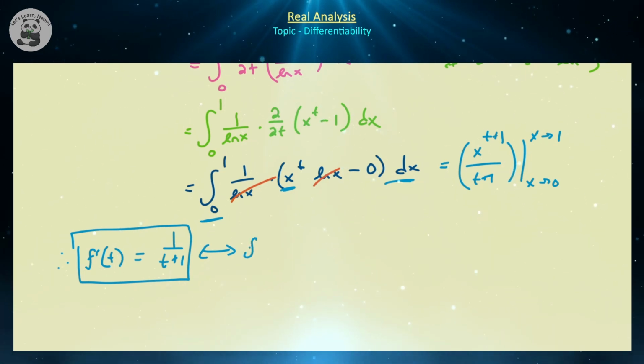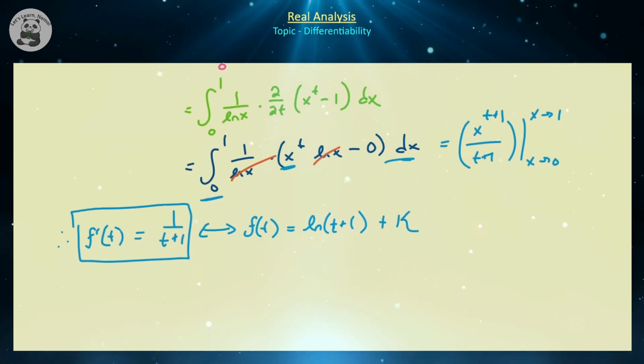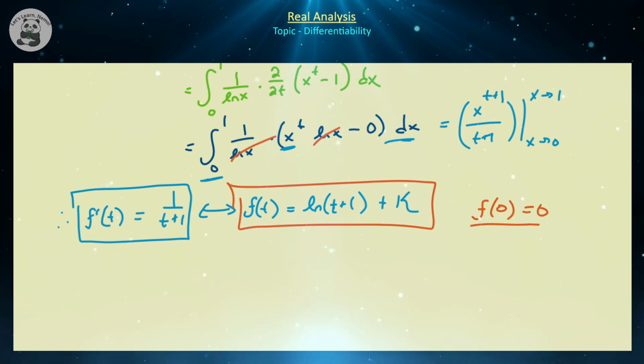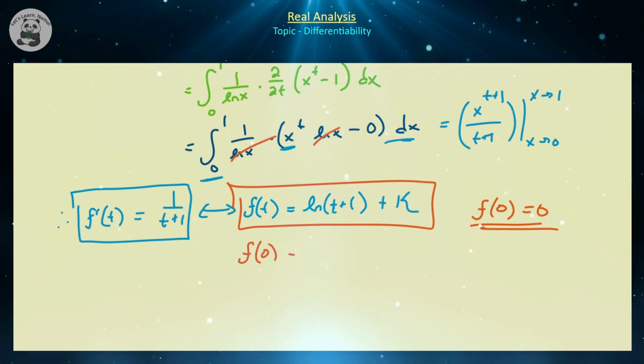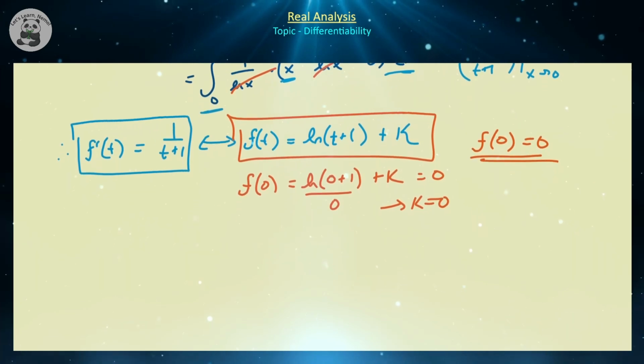If that's the case, f of t must be equal to the antiderivative of 1 over t plus 1, which is the natural log of t plus 1 plus some constant, let's call it k. This is our general solution to our differential equation, but keep in mind we also knew that f of 0 was equal to 0, so this is technically an initial value problem. That means f of 0 is equal to the natural log of 0 plus 1 plus k, and that's just k. So f of 0 is equal to 0, which means that k is equal to 0.